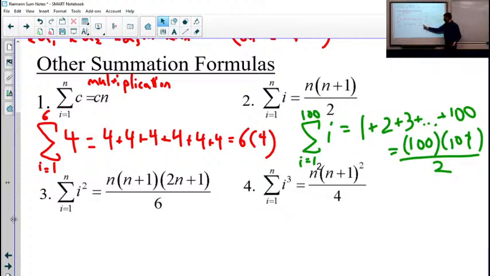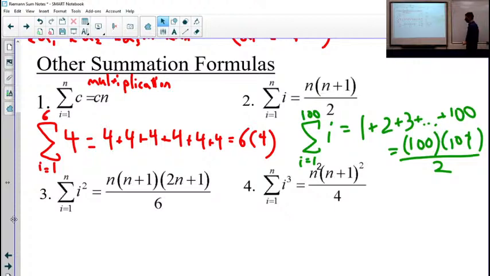Here's the formula for the sum of the first n cubed terms. So if you wanted to know the first 50 cubes added together, 1 cubed plus 2 cubed plus 3 cubed all the way up to 50 cubed, that's a formula that has been proven to give the sum of those first n cubes.